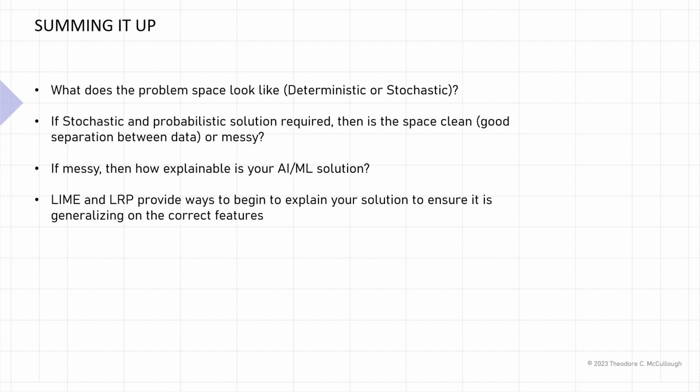Summing it up, what does your problem space look like? Is it deterministic or stochastic? If stochastic and a probabilistic solution required, then is the space clean? Is there good separation between your data, or is it messy? If messy, then how explainable is your AI/ML solution? L.I.M.E and L.R.P provide ways to begin to explain your solution to ensure it is generalizing on the correct features.